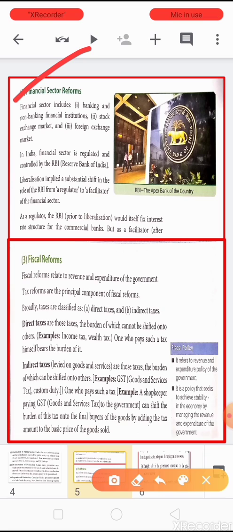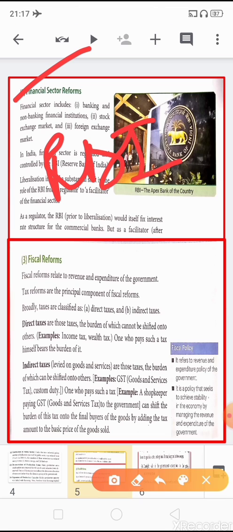And in India, the financial sectors are basically regulated and controlled by the RBI, that is Reserve Bank of India, which is known as a central bank. So, liberalization implied a substantial shift in the role of RBI from the regulator to a facilitator of the finance sector. As a regulator, the RBI, prior to liberalization, would itself fix the interest rate.